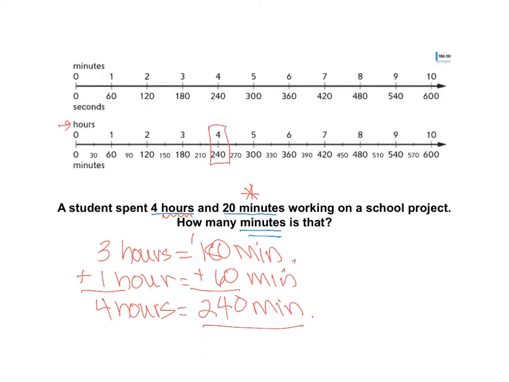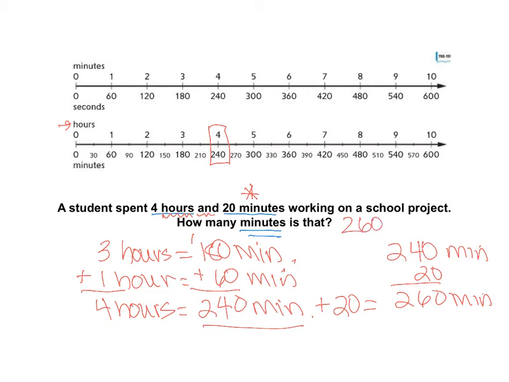Now I want to go back and reread the question to make sure that I have it all correct. A student spent 4 hours and 20 minutes. So I already figured out 4 hours, but I also need to add on 20 more minutes. So 240 minutes plus another 20 minutes. My answer is 260 minutes.